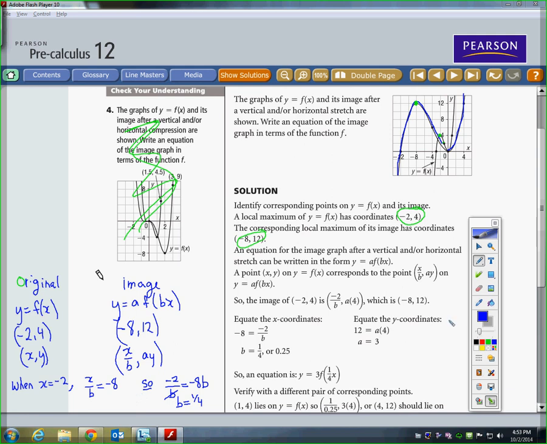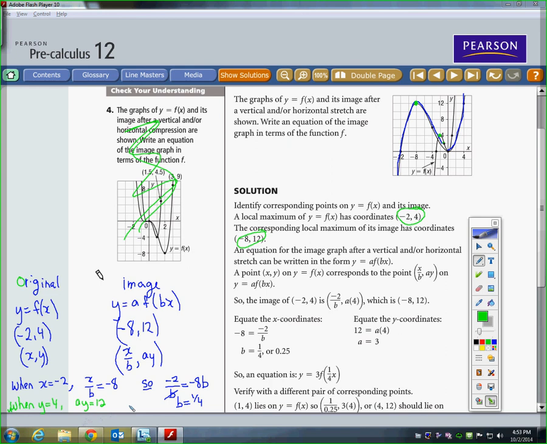Well, maybe I'll switch to green over here. So I'll do a similar statement. So instead of when x is equal to negative 2, now I'm going to say when y is equal to 4, and then over here ay is equal to 12, right?